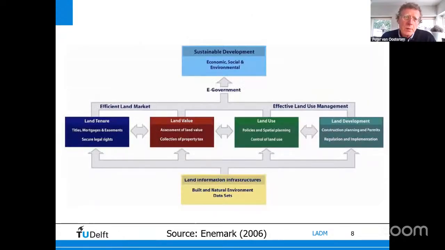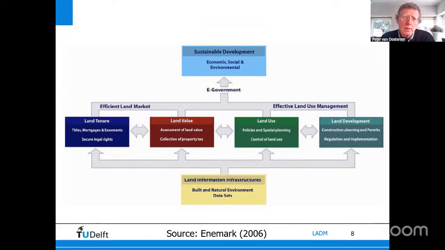Here you see another image showing the different pillars of land administration. Land tenure is about the titles, the ownership titles, the mortgages, the easements, for example, a right of way. In the middle, red on the left, we have land value. We have the land use, and on the right-hand side, we have land development. And these are all linked.